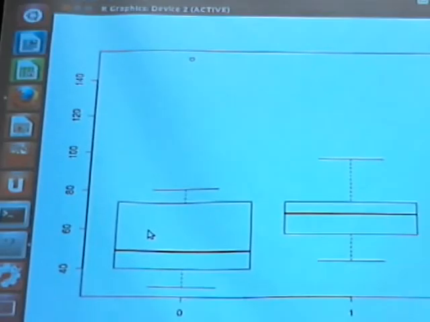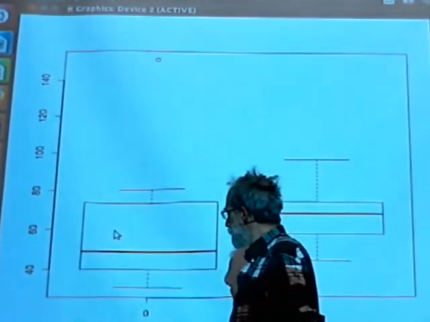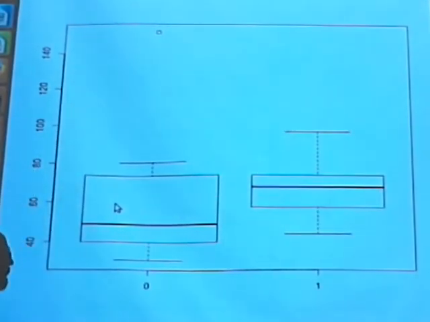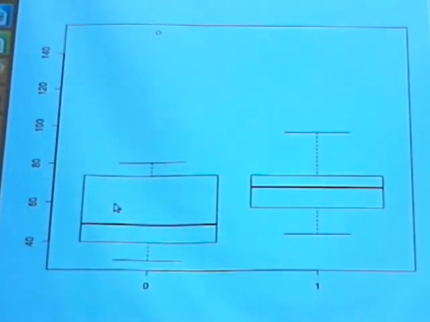The zeros are the treatment, right? And these are the final LDLs, and it looks like the treatment worked, right? Except for that guy out there, he had a huge outlier.